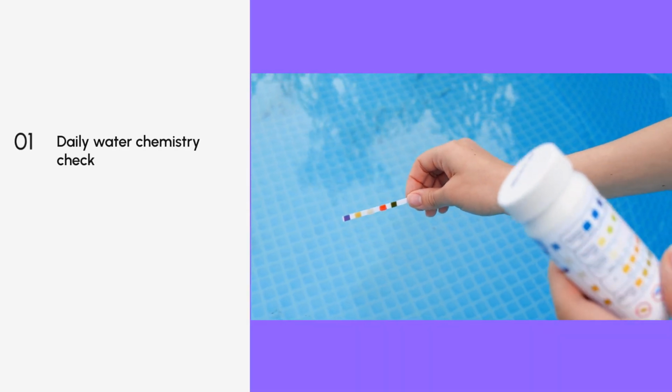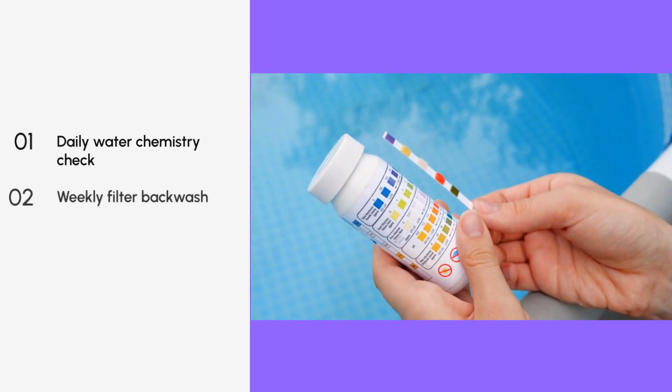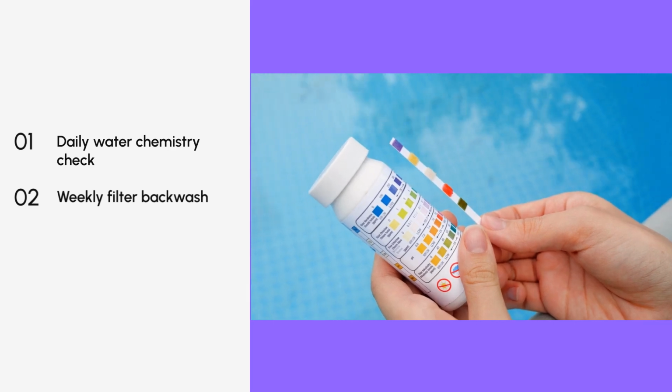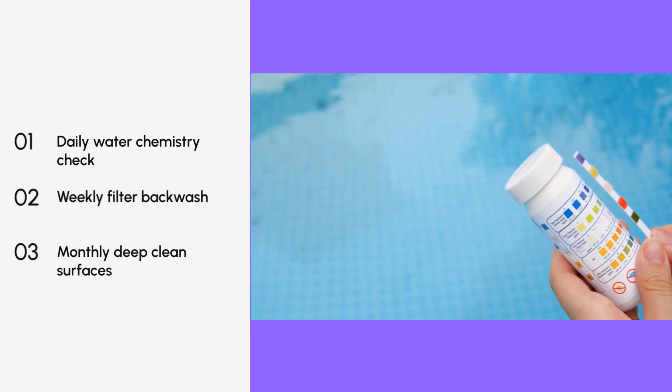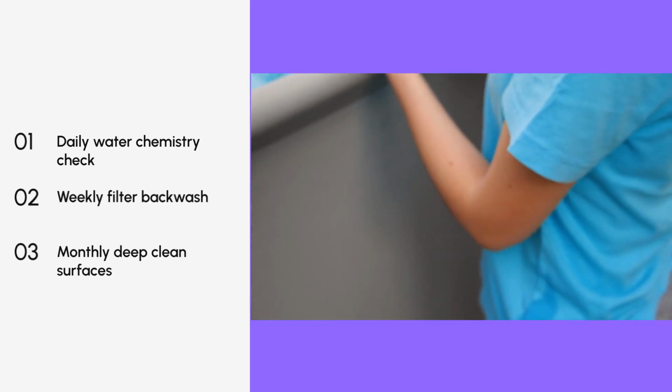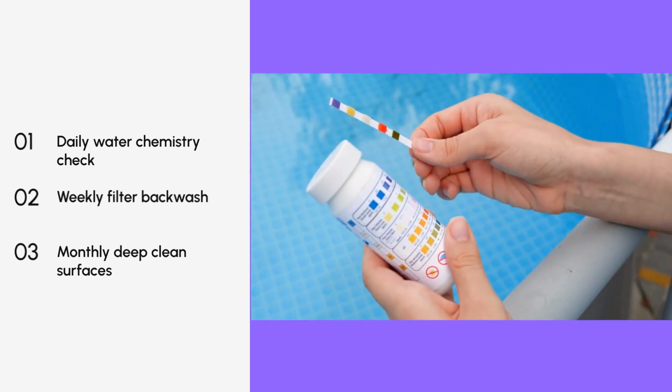Test water chemistry and clean skimmer baskets daily to maintain pool quality. Backwash filters and perform shock treatments weekly for optimal cleanliness. Conduct monthly deep cleanse of pool surfaces and inspect equipment for any issues. Prepare for seasonal changes with winterizing or summerizing procedures as needed.